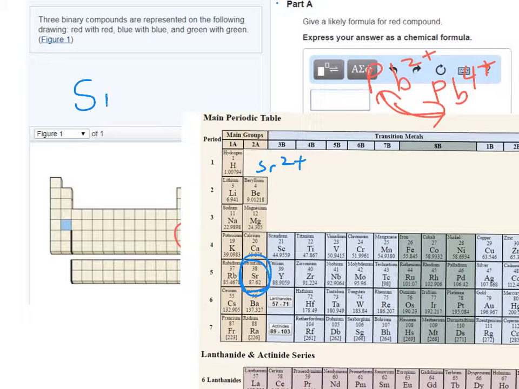Ionic compounds always form so they're electrically neutral. So if strontium and fluoride were going to form a compound, it would take 2 fluorides to cancel out the positive charge on the strontium. So you'd wind up with strontium fluoride.